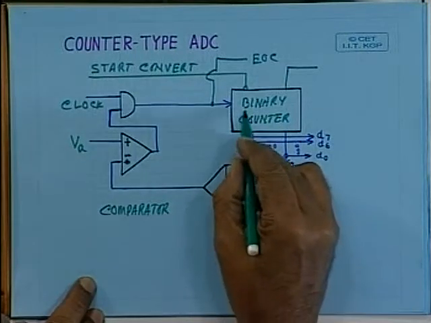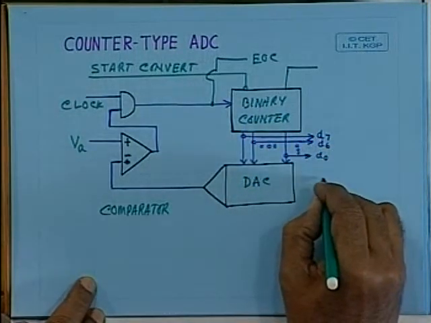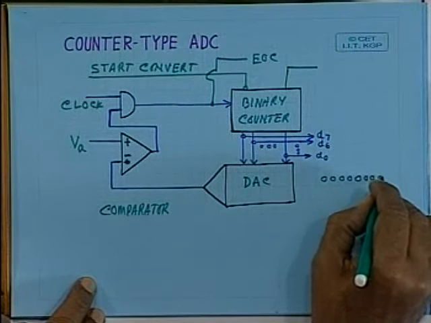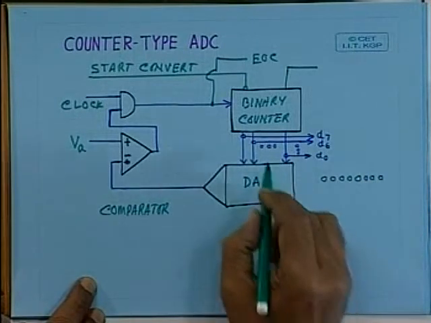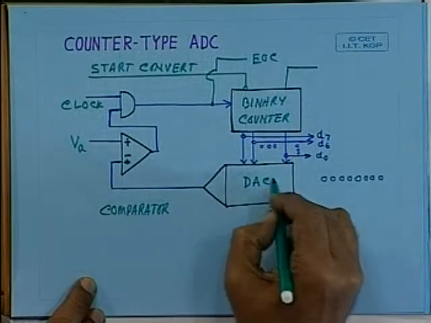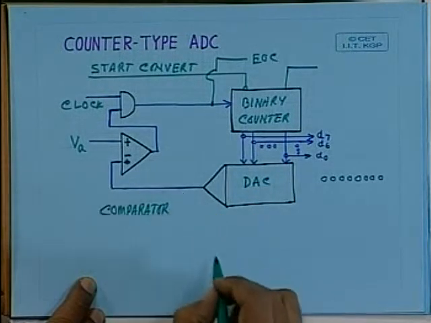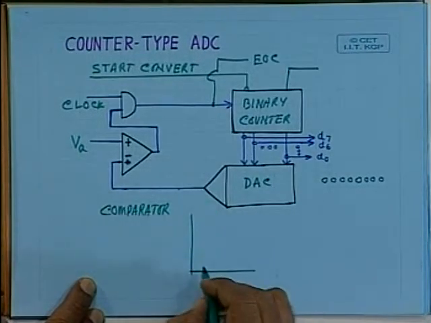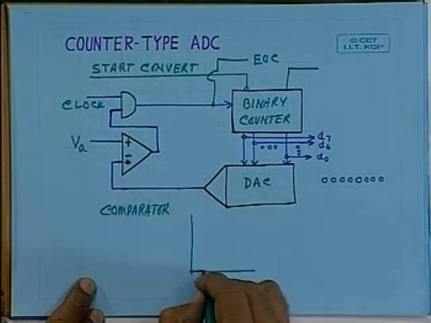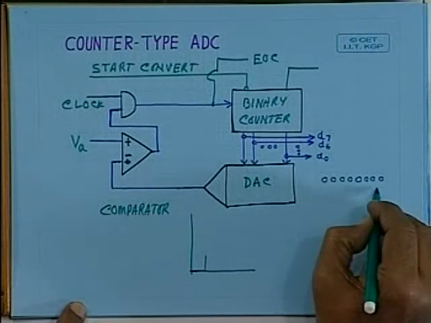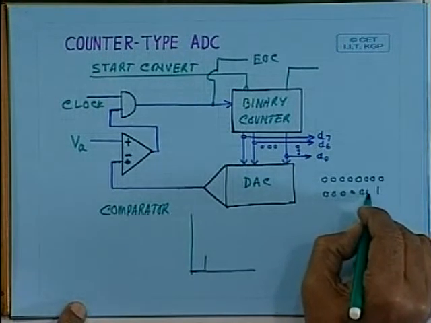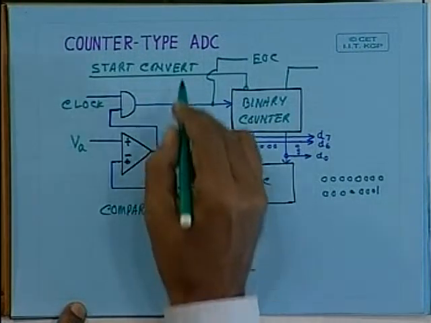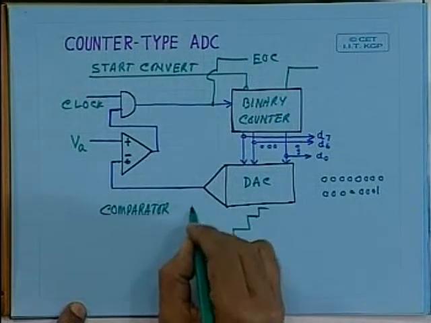As the binary counter increases the value from all 0, let us assume it is 8 bit, it gradually increases, and these outputs are applied to a digital to analog converter. So how will the voltage at this point change? At the output of the digital to analog converter, initially for 0 value this will be 0, then when it becomes 0 0 0 0 0 0 0 1, it will increase by 1 step. In this way, like a ramp voltage, it will keep on increasing.